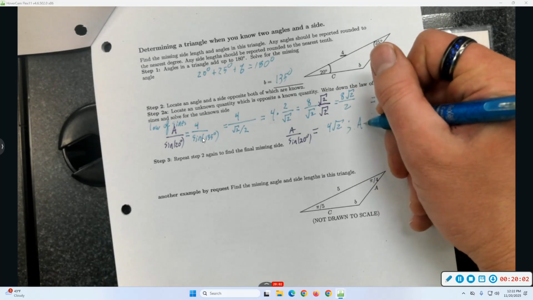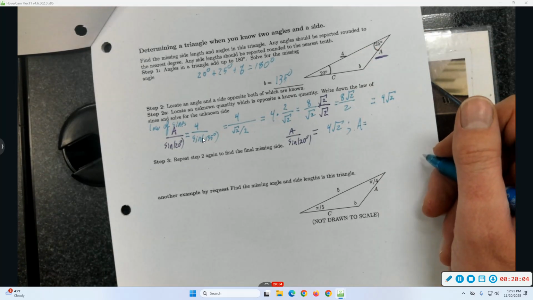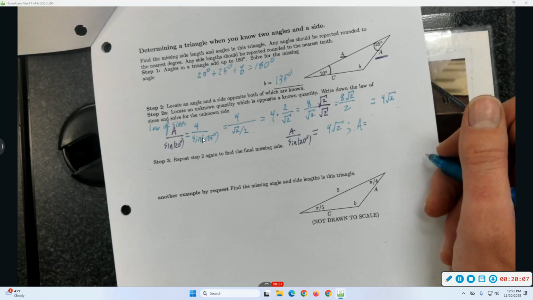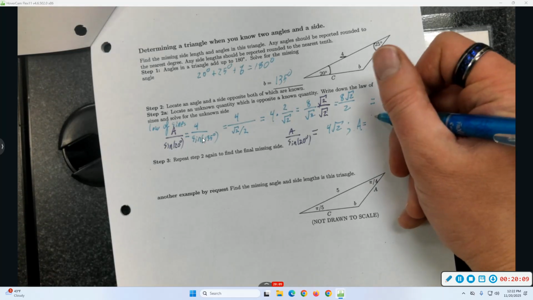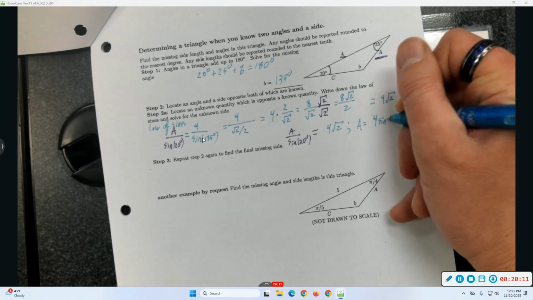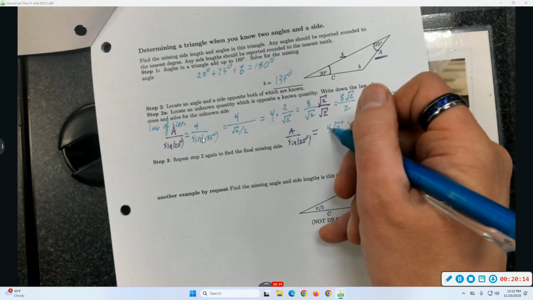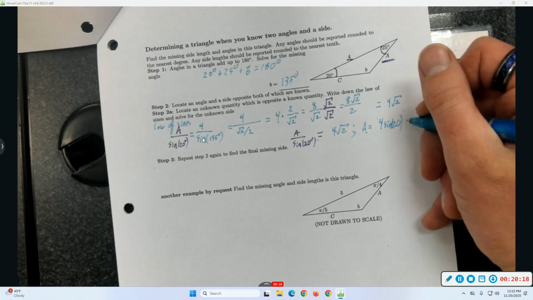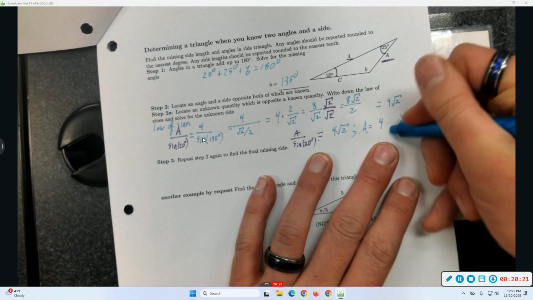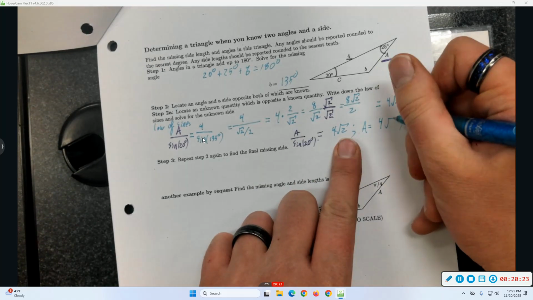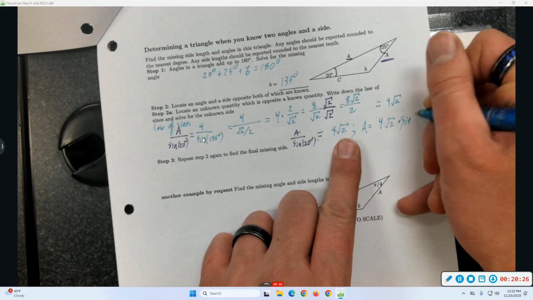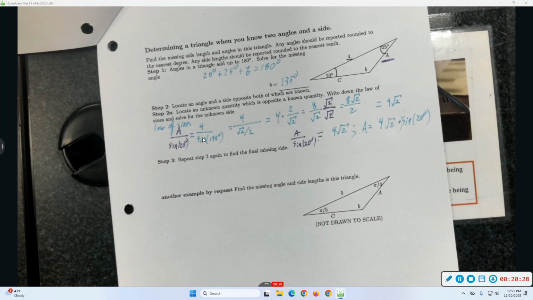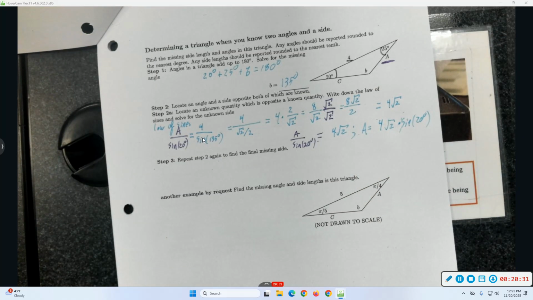Solve that for A. What do you get? I got 16. I had 4 sine 20 over the square root of 2 over 2. Nice. So you're multiplying sine 20 to the other side? Yep. So you'll have 4 times the square root of 2 times sine 20 degrees. Cool.